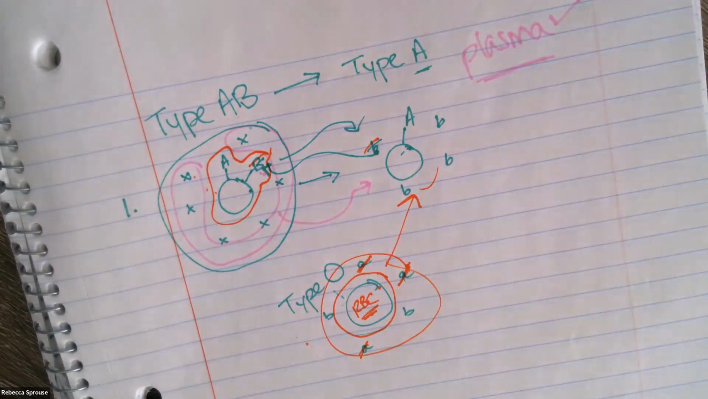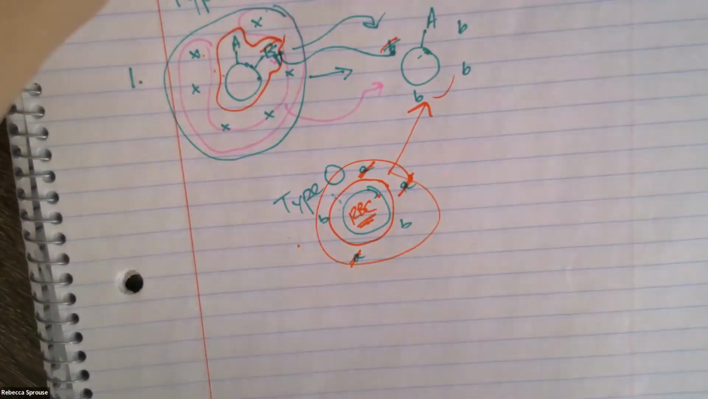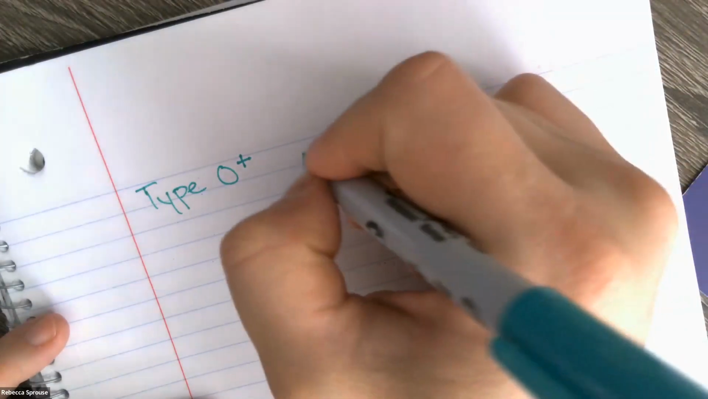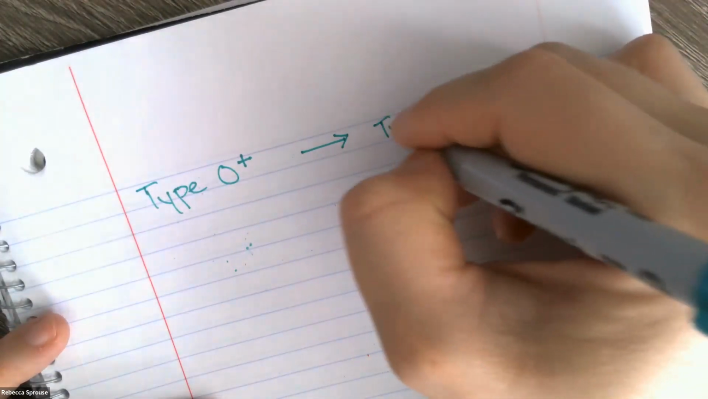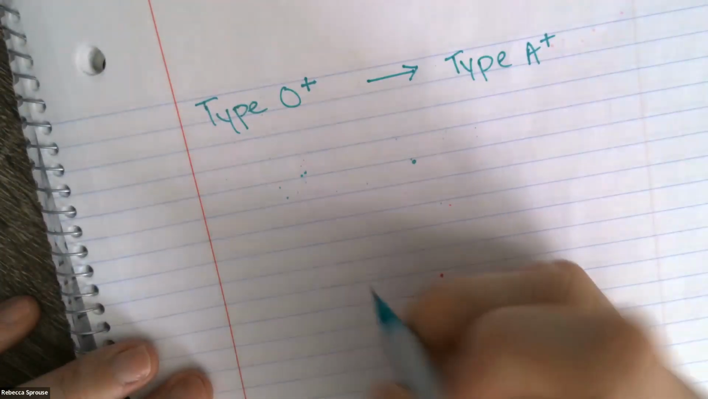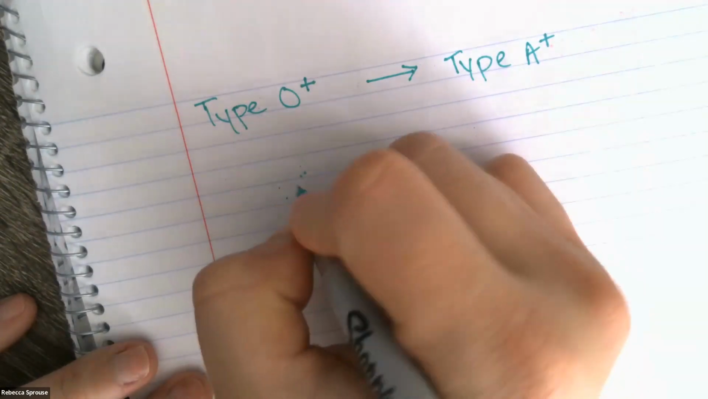Okay, let's do another example. Let's bring in Rh factor this time. So let's talk about Rh factor. Let's talk about a type O positive donor, which is a very common blood type. And let's talk about the second most common blood type, which is type A positive. Okay, what do these look like? This is something we haven't talked about quite yet. So type O positive.